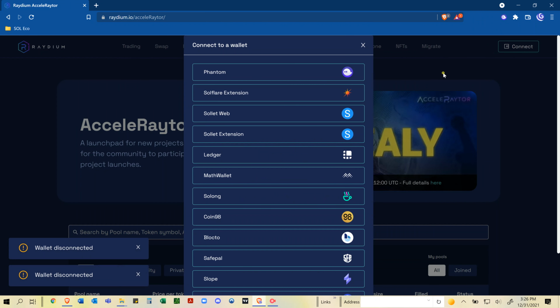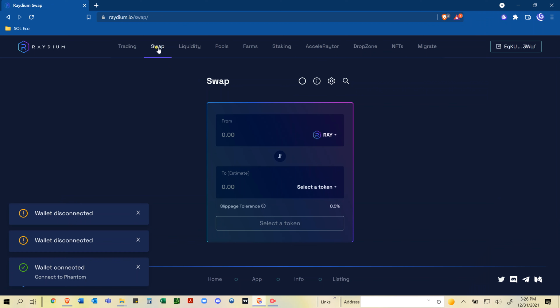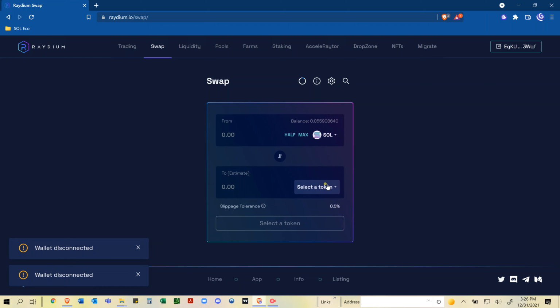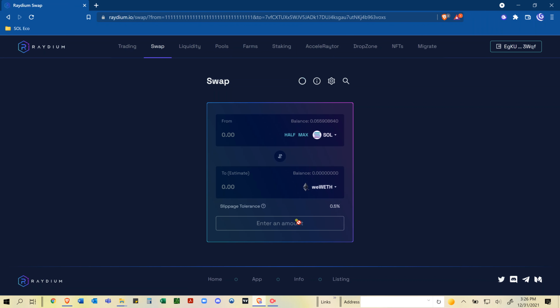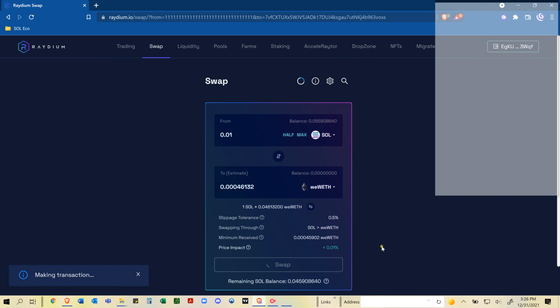I'm already connected here, but if you need to connect, you would click that Connect Phantom. Then we have here, so we can swap, choose your coins, say Solana. I'll swap for wrapped ETH Wormhole. I did the max, but I'm just going to do 0.1. It may not let me because it may be too much, but I'm going to try this.